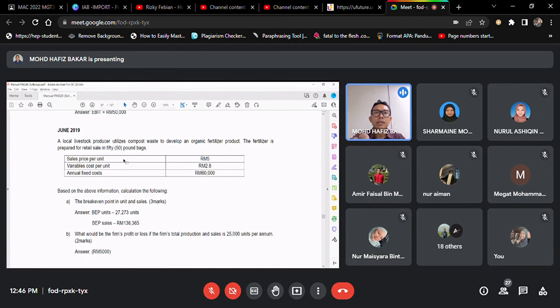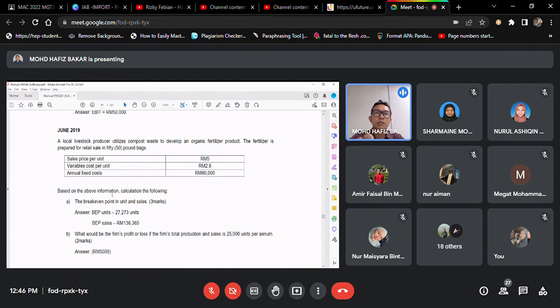Okay, the fertilizer is prepared for retail sale in 50 pounds bag. Okay, so dia baja tu dia nak sediakan untuk 50 pound bags kan. 50 pound ni berat kan. Okay, so what are the information given? Sales price per unit is RM5. Variable cost per unit RM2.80 and annual fixed cost is 60,000.